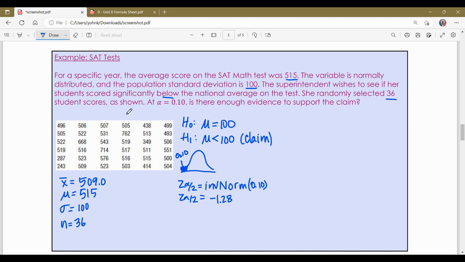All right, let's take our data and calculate the test statistic. Z equals x bar minus mu over sigma over root n. So my x bar is 509.0. My mu is, wait, why did I put 100 here? That was dumb. That should be equals 515. I don't know why I put that there. Sorry, kids. Ugh.